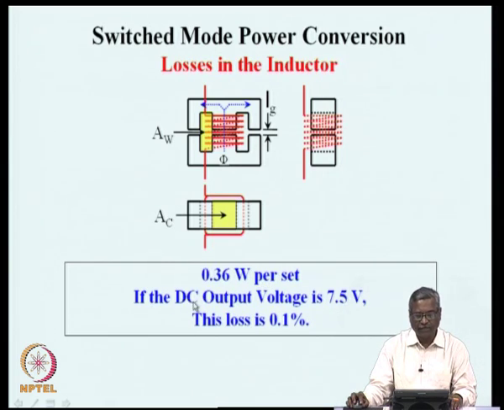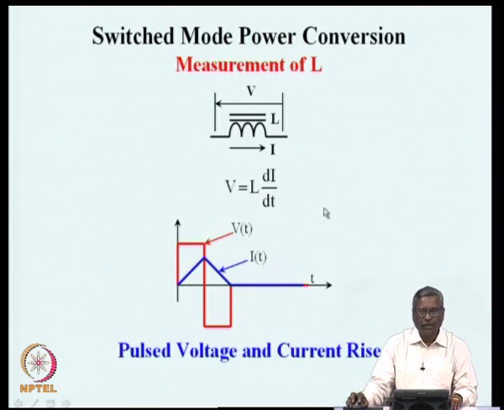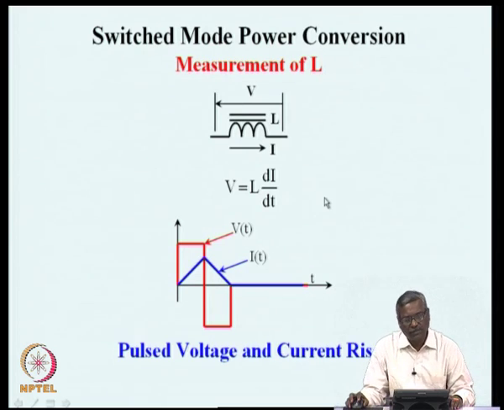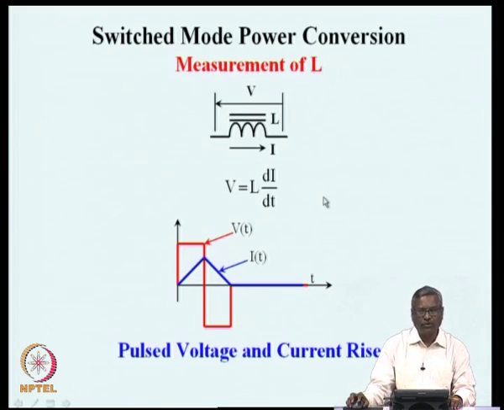in a power conversion where we are concerned about, say, a 7.5 volts power converter, current being 5 amperes. So, 5 into 7.5 is about 40 watts. In comparison with that 40 watts, this 0.36 watts is about 0.1%. So, definitely this is a very small quantity of loss, and this could be allowed. Now, whenever we make these inductors, it is necessary also to measure them.